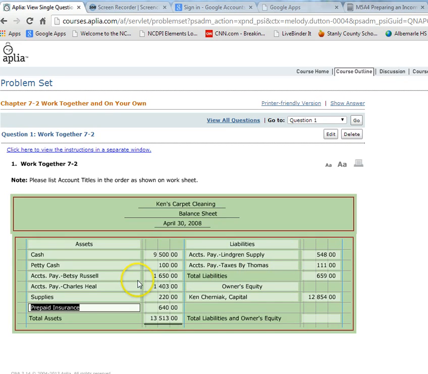Our accounting equation is assets equals liabilities plus owner's equity. So if you take your liabilities of $659 and add the capital, the owner's equity, you should get $13,513. And if you look, assets equals total liabilities and owner's equity.